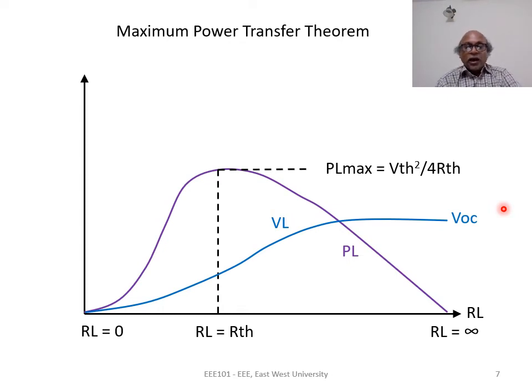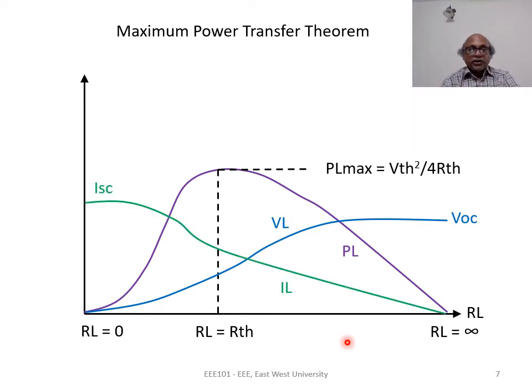Next, we want to know how the load current varies as we vary RL. When RL is 0, that means under short circuit condition, the load current is maximum and is equal to the short circuit current. The short circuit current happens to be the Norton's current. So under short circuit load condition, the load current will be maximum at ISC. And as we increase the load resistance, the load current will decrease. And when we have RL equal to infinity or open circuit load condition, IL will become 0.